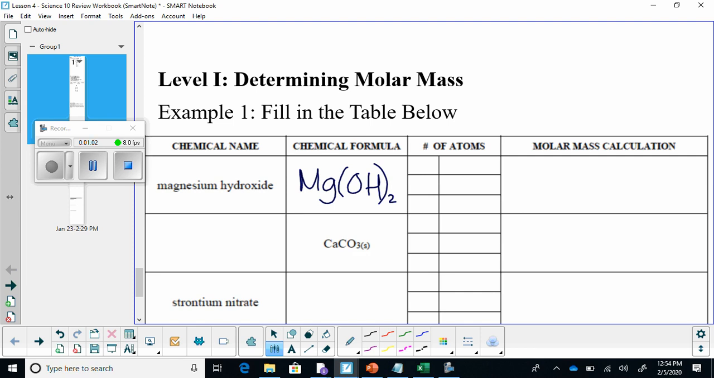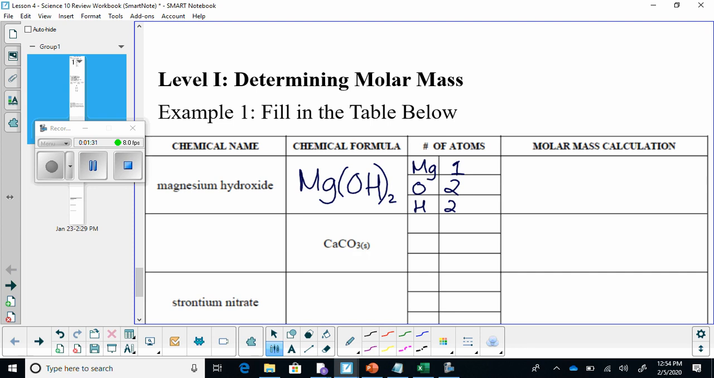Now, this is kind of a gateway here where we are counting the number of atoms. It's going to help us calculate molar mass. So for magnesium, I have 1 atom of magnesium. Oxygen, I have 2 because there is a 2 outside of the bracket, so I multiply that. And hydrogen, I also have 2. Now, let's organize this and calculate our molar mass.